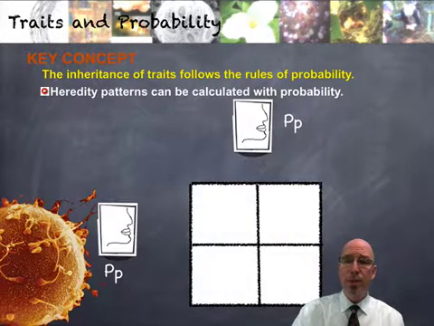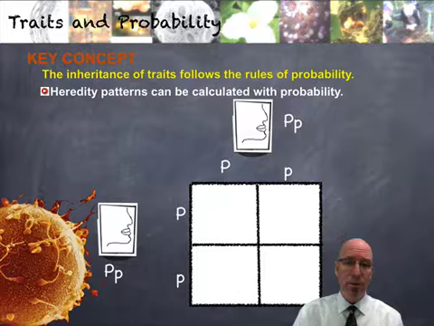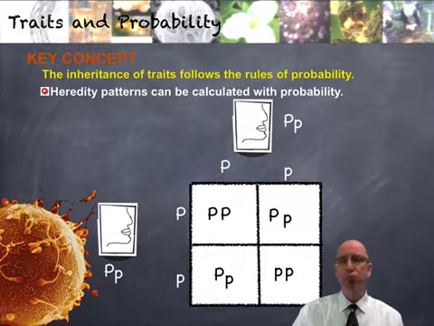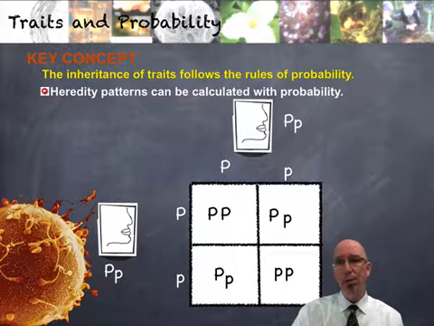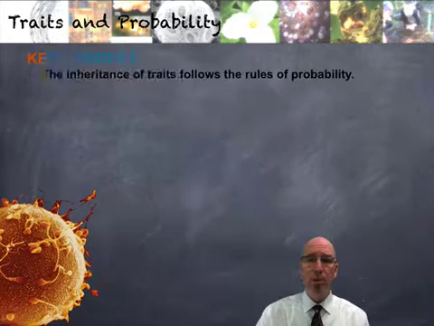Here's something we've seen before, where we've got heterozygous. This organism's heterozygous for this particular trait, and we've got that 1 to 2 to 1 ratio. You could have figured that out for yourself. So the phenotype's 3 to 1, the genotype's 1 to 2 to 1.